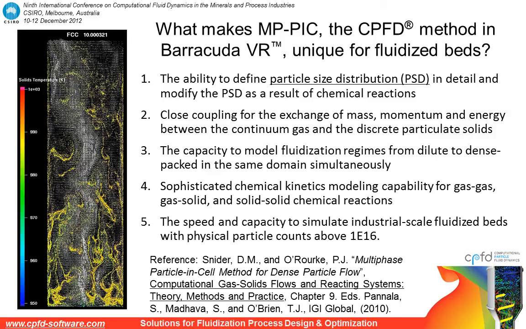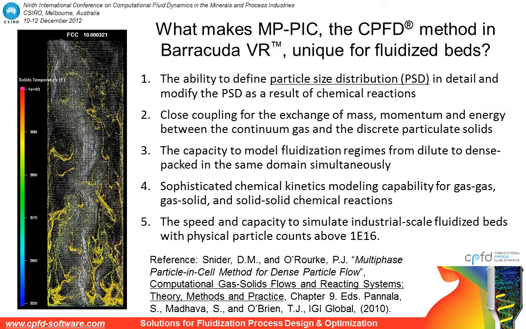Now, what makes this multi-phase particle in cell uniquely capable for modeling fluidized beds? There's a number of characteristics. The first is the ability to define particle size distribution in detail for any number of solid species, and then modify that PSD as a result of chemical reactions. Second is a close coupling for the exchange of mass, momentum, and energy between the continuum gas and the discrete particulate solids, and the capacity to model fluidization regimes from dilute to dense packed at the same time and in the same domain.